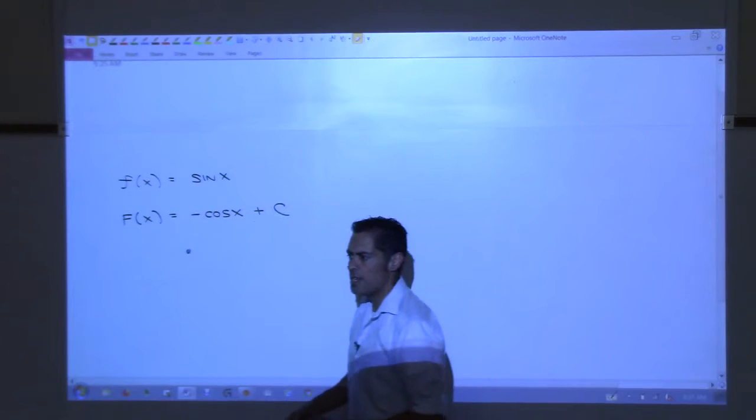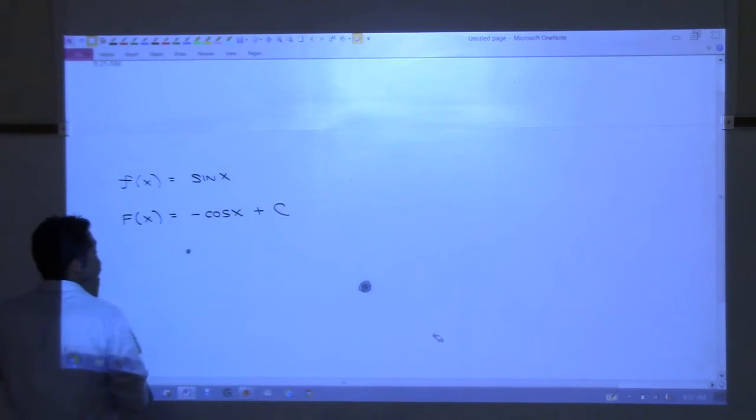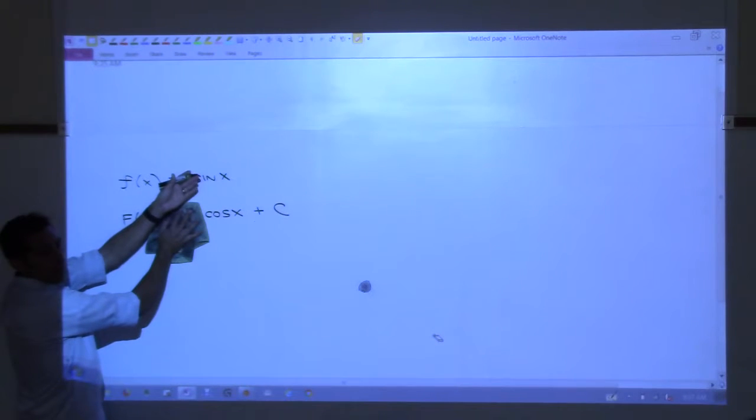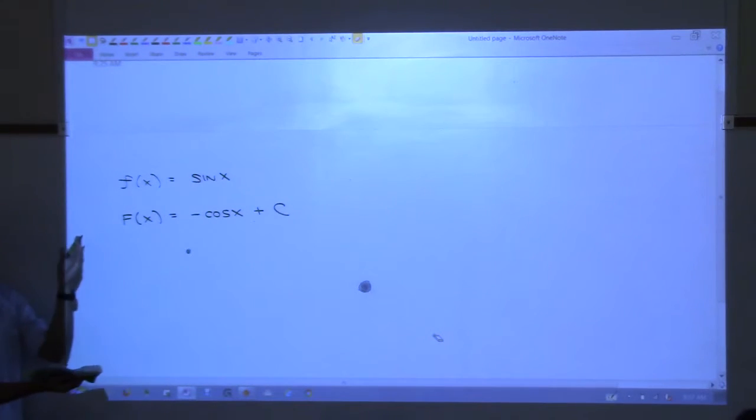So make sure you understand what's happening here. If you take the derivative of cosine by itself, you get negative sine. That's not what we want. So we put a negative in front, and that will account for it. And you get double negative, which will create your positive, right?